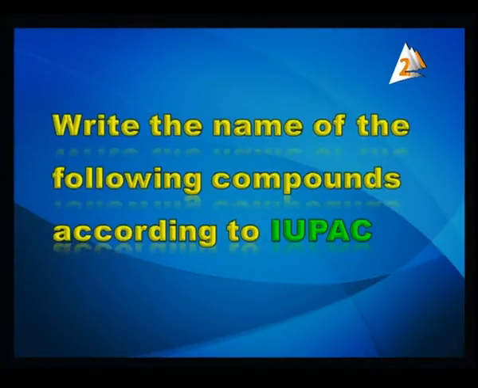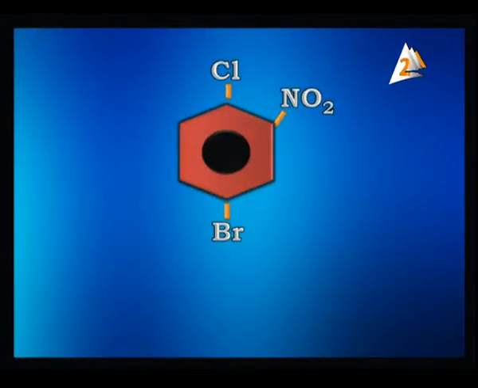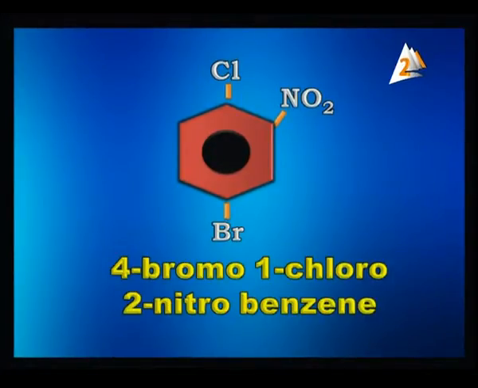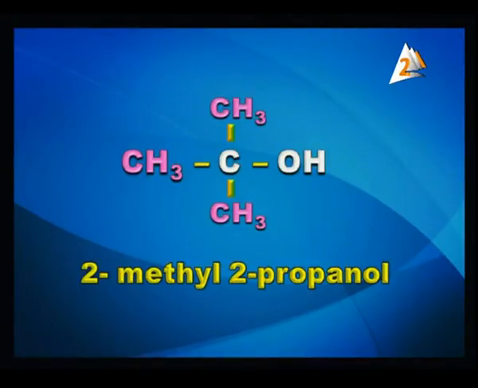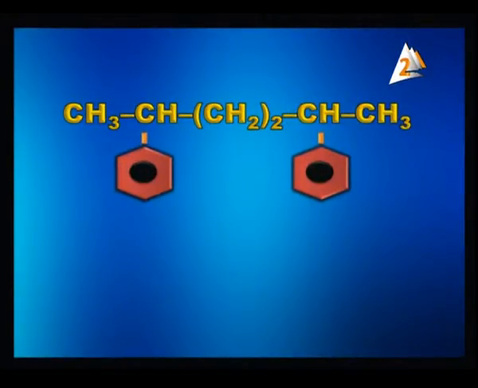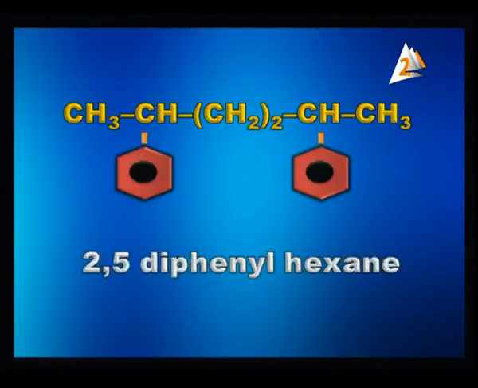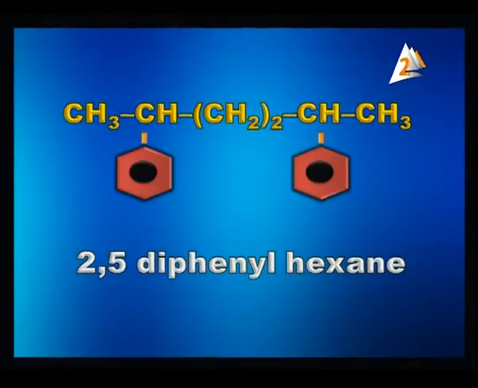Next type of question, write the name of the following compounds according to the IUPAC system. As shown on the screen here, we are going to number the benzene ring, so it will be 4-bromo-1-chloro-2-nitrobenzene. As shown on the screen, this tertiary alcohol will be 2-methyl-2-propanol. As shown on the screen, this molecule has the name 2,5-diphenylhexane.